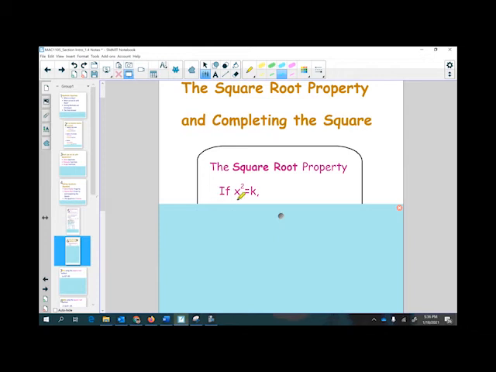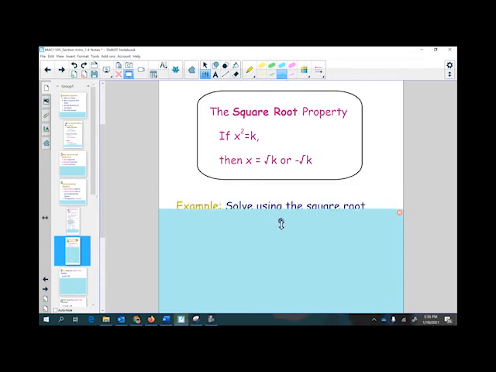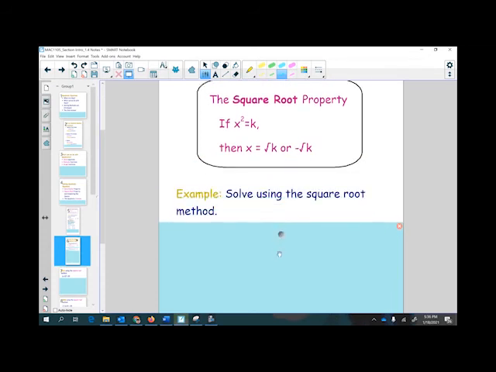All right, now if x squared is equal to some number k, then it must be true that the square root of x squared, just plain x without a square on it, would be equal to the square root of k, or maybe even negative the square root of k. And we'll see why that makes sense here. Let's look at an example with actual numbers.